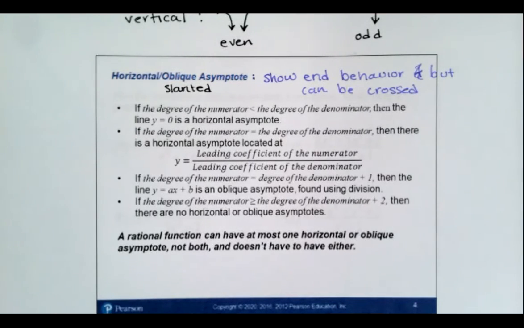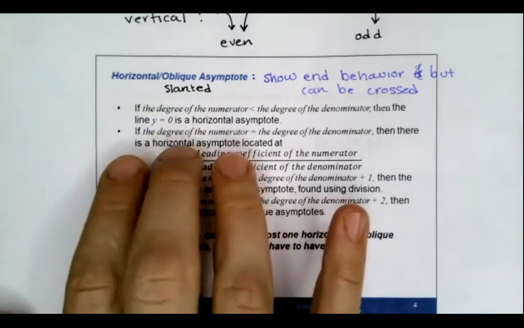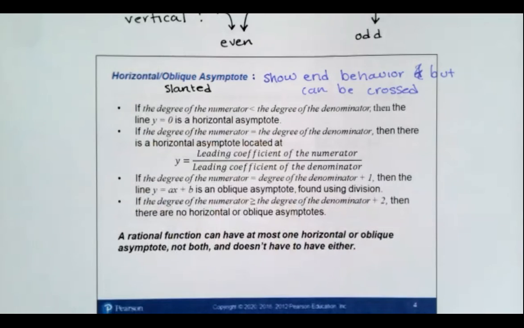They just describe the end behavior of the graph. They can touch it, they can cross it. I'm going to read this, but let me see where I wrote it down. I also want to write it down in hopefully a simpler form for you.